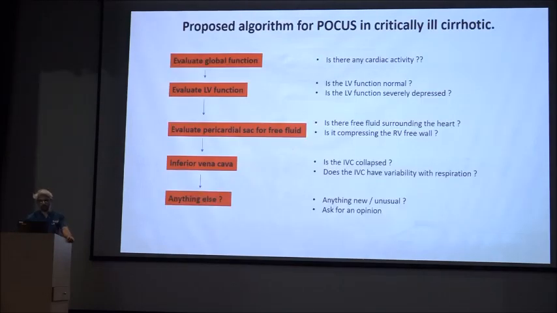Just to propose an algorithm of point of care ultrasound in critically ill cirrhotics. First, evaluate the global function. Is there any cardiac activity? This is usually relevant in patients who have recently coded or had a cardiac arrest. Is the LV function good, normal, or severely depressed? Next, is there any pericardial fluid around the heart? If it is minimal fluid, we can let it go. If it is compressing the RV free wall, it can be pericardial tamponade.